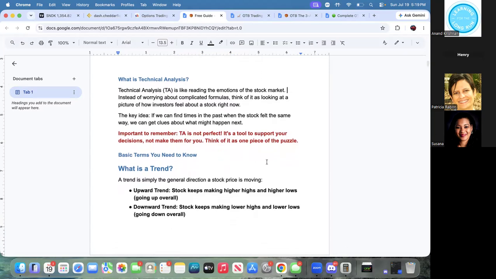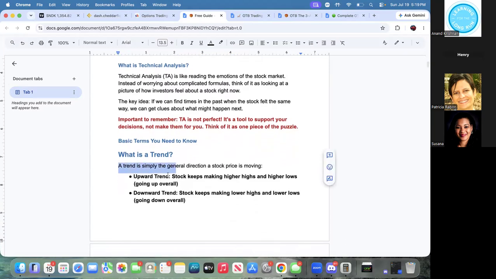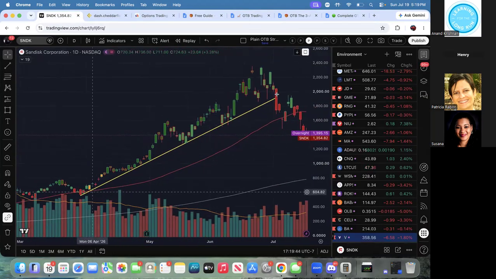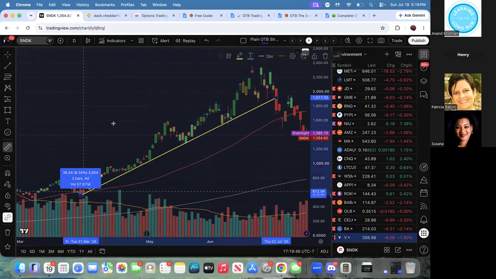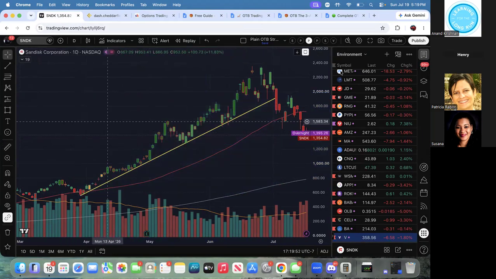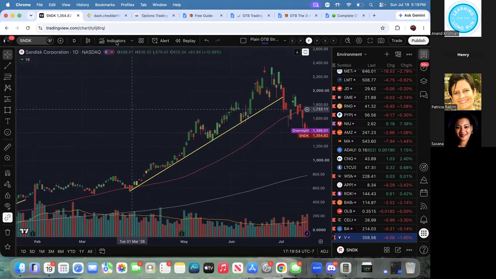So some basic terms that you might need to know is upward trend. A trend is simply the general direction of a stock price, the way that it's moving. In an upward trend, the stock keeps making higher highs and higher lows. So what you'll notice is that it's going up overall, and you can notate the angle of that trend. This one here is a 240% gain. There is also a way on TradingView to get the angle of the trend.